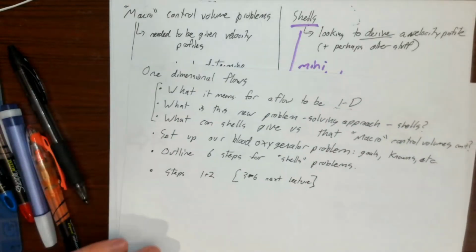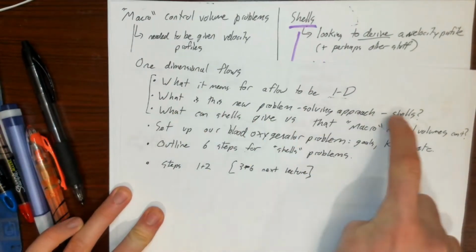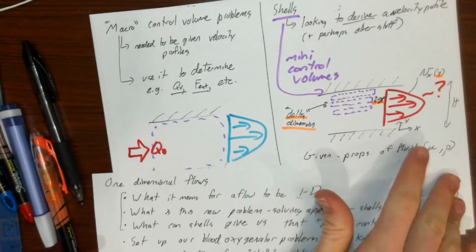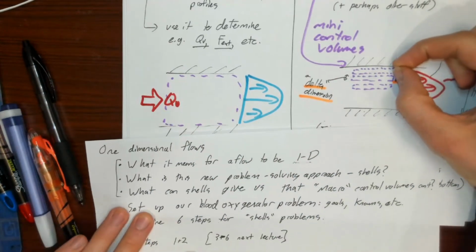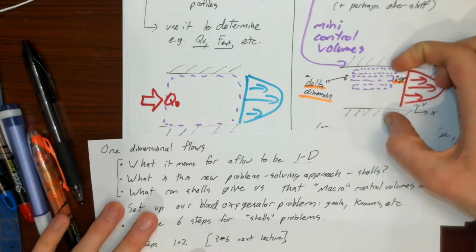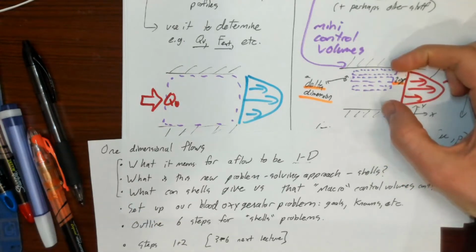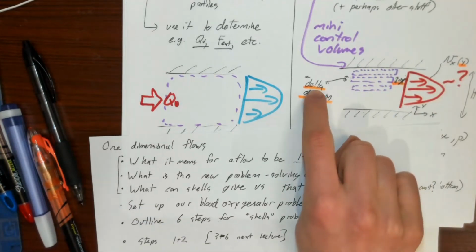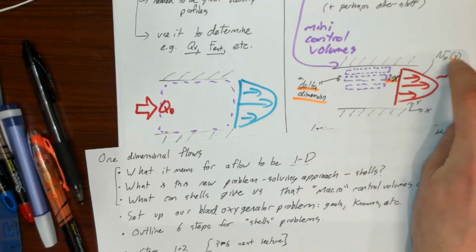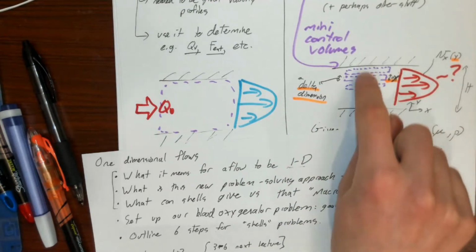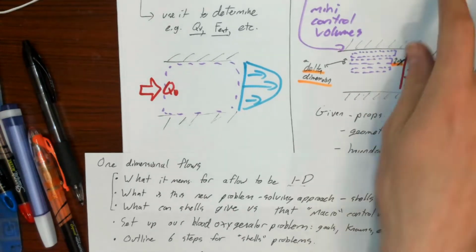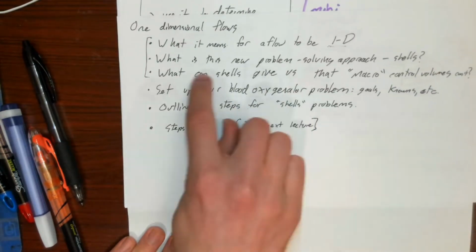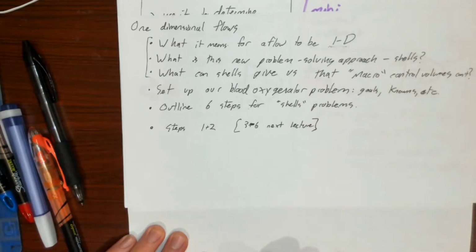So, thus concludes this idea of this new problem-solving approach of shells, where instead of defining a control volume around our entire system, we essentially build up a block of, hypothetically, infinitely many mini control volumes where they have a delta dimension that corresponds to the coordinate where we anticipate flow varying. And this allows us to derive a velocity profile. And that's something that macro control volumes can't give us.